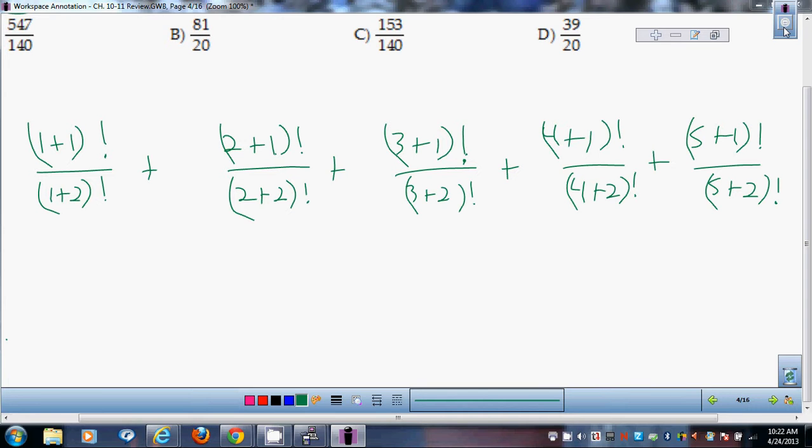Okay, so 1 plus 1 factorial is 2 factorial. 2 factorial is 2 times 1, which is 2. 3 factorial is 3 times 2 times 1, which is 6. 3 factorial, we just said was 6. 4 factorial is 4 times 3 times 2 times 1. I'm sorry? Oh, I'm sorry. 4 factorial. 4 times 3 times 2 times 1. What about 5 factorial?